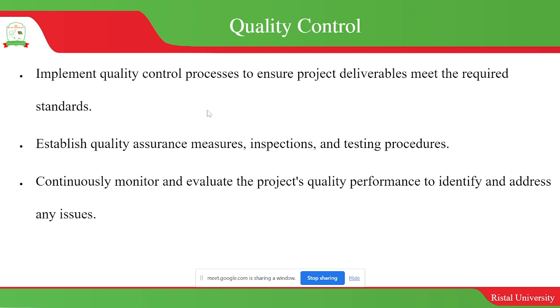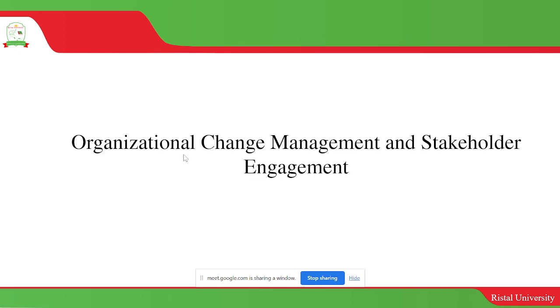Quality control is very important. Make sure that the product or the deliverables for the project meet the required standards. That means that you need to put in place a plan for quality management. They can include inspections, measurements, and testing to make sure that the quality standards are actually met.